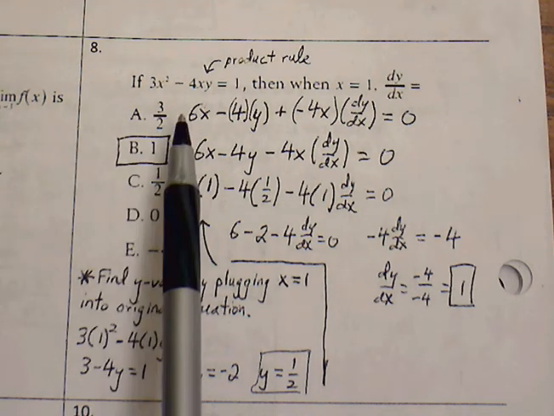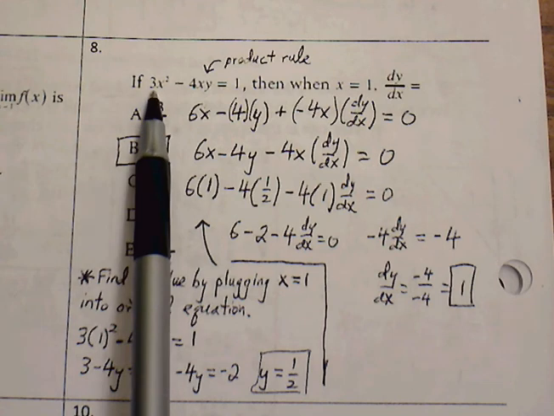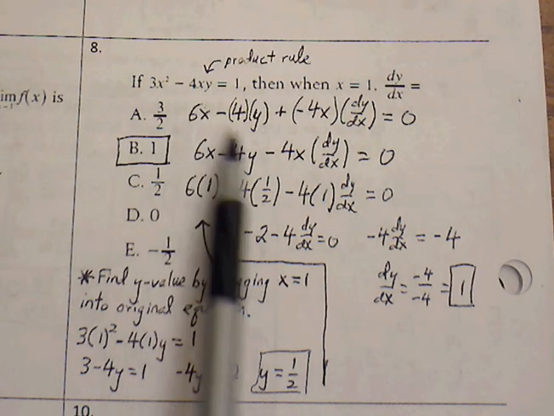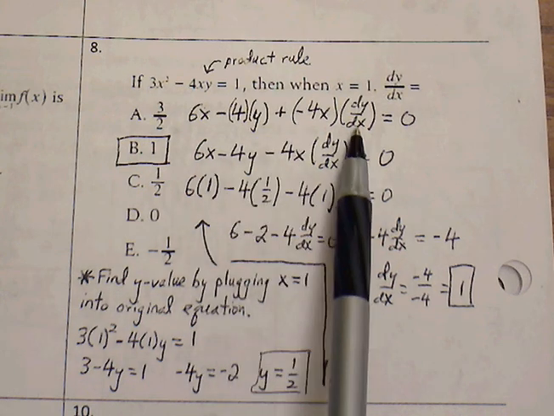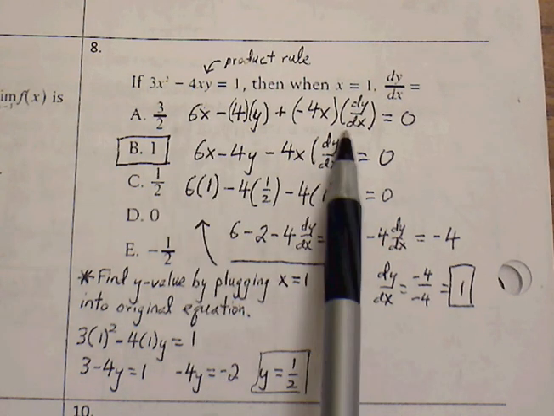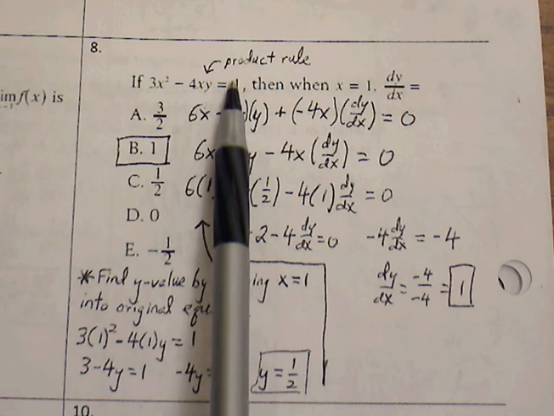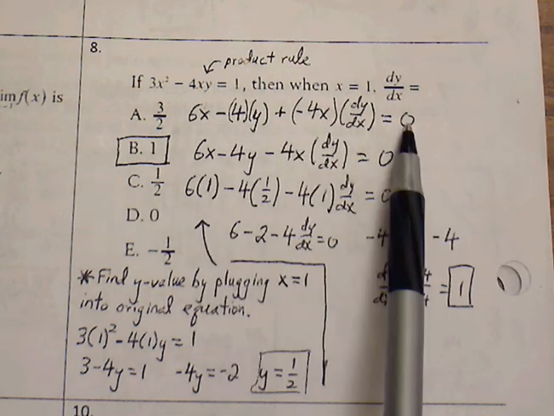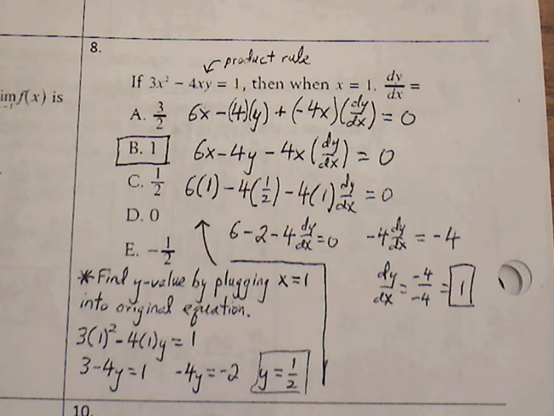Okay. So now we find the derivative. 3x squared becomes 6x. 4xy, you have to go through product rule. So f prime g plus f g prime. When we get to g prime, y becomes dy dx. Don't forget, you also have to find the derivative for 1, which is 0. Okay, so a lot of students forget this step of taking the derivative of a constant.